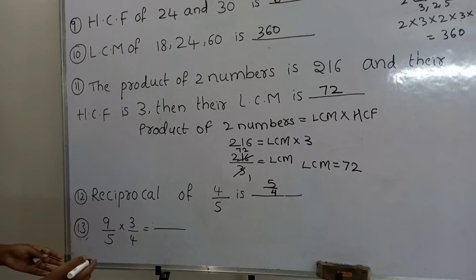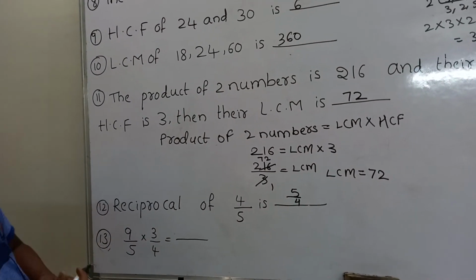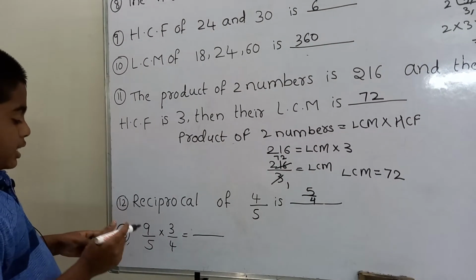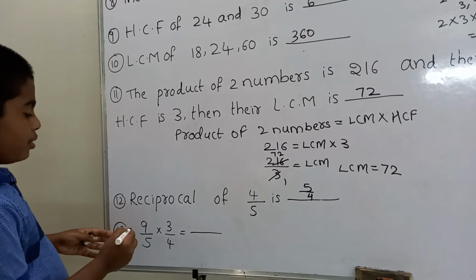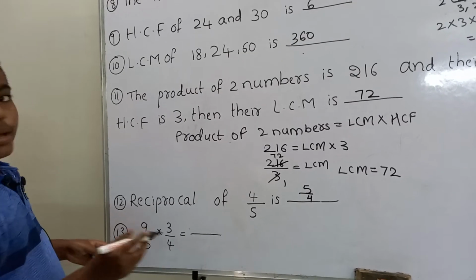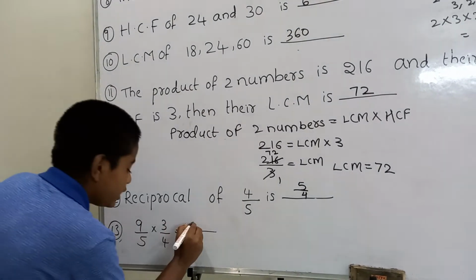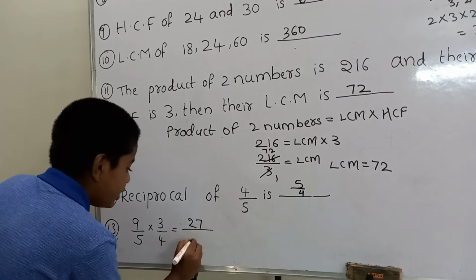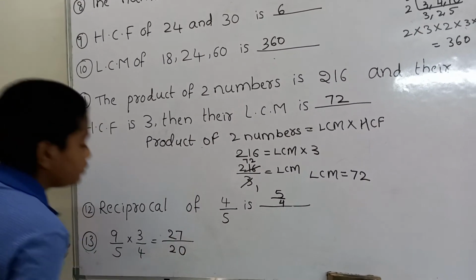And next question is 9 by 5 into 3 by 4. Here multiplication, when we do multiplication, we have to find the product of numerators by product of denominators. So 9 into 3 is 27 and 5 into 4 is 20.